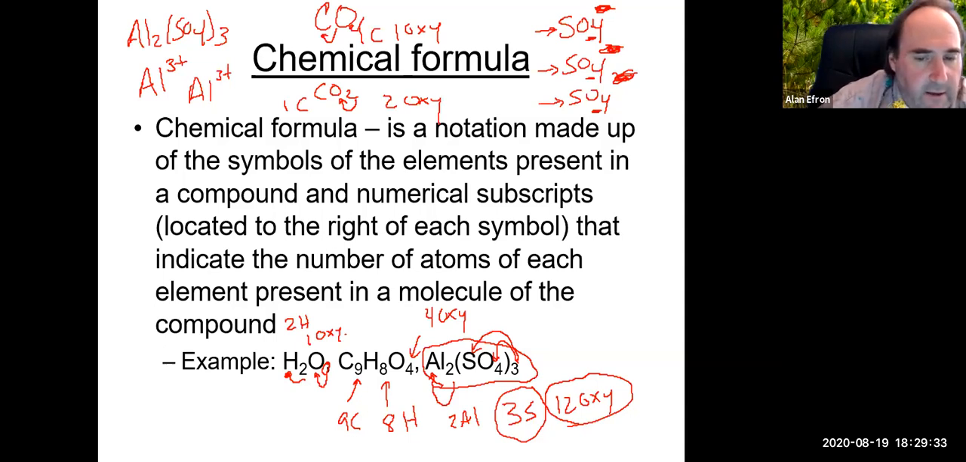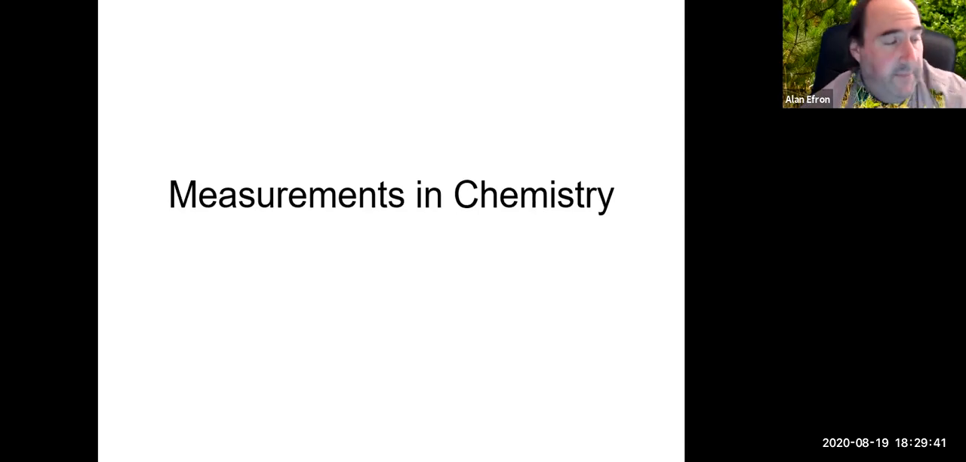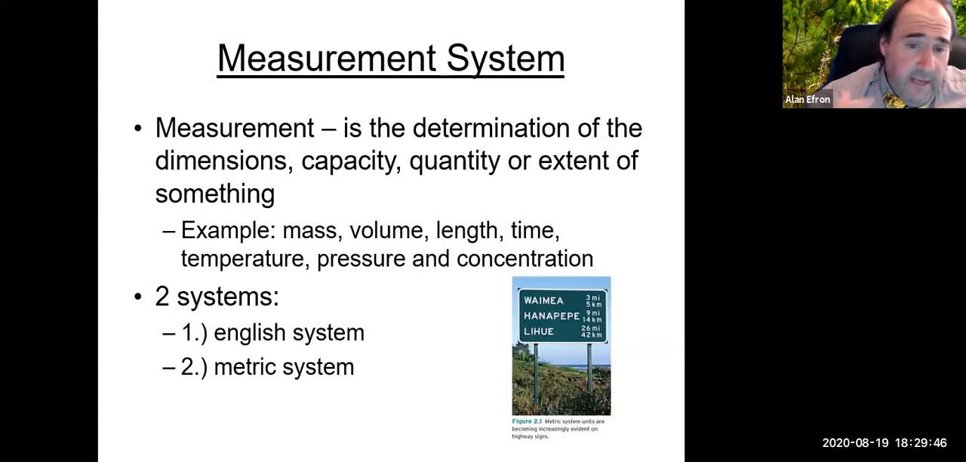Any questions on chemical formulas? Okay. So then let's talk about measurements in chemistry. And when we talk about measurements, it's important when we take a measurement. Measurements are what are referred to as being quantitative, which means that they really should consist of 2 things. When you take a measurement, it should always have a number, and almost just as important or even more important, it should have units associated with it.